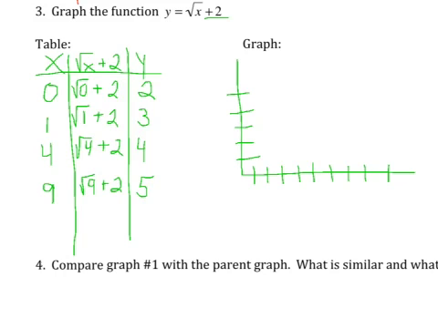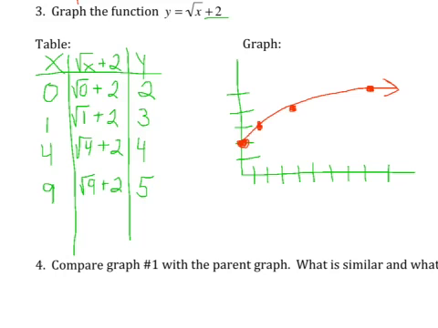So we have our first point at 0, 2, which would be right there. Our next is at 1, 3. And then we have a point at 4, 4. And then finally at 9, 5. So our square root function is going to look like that.